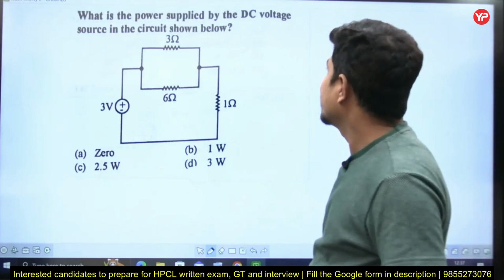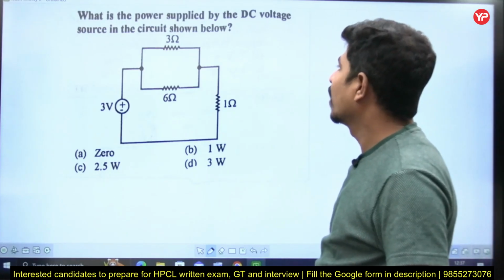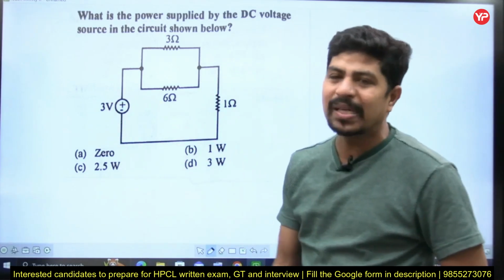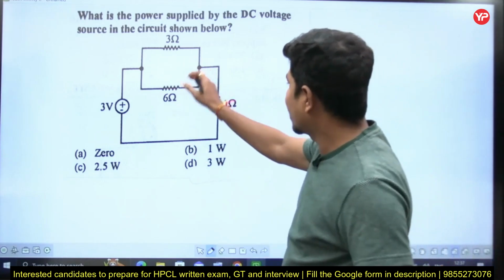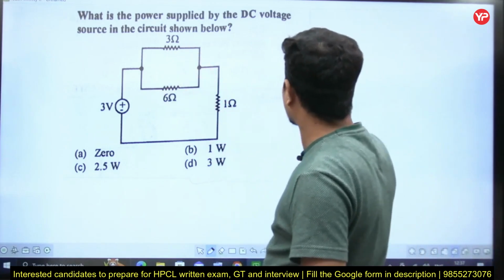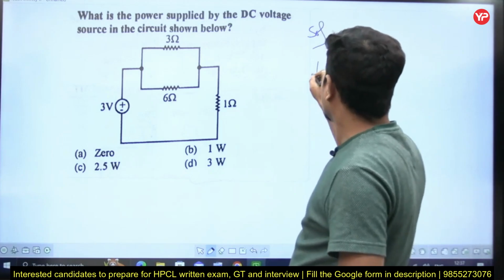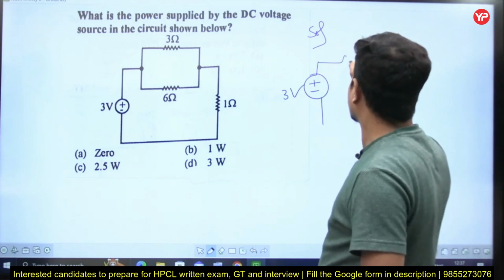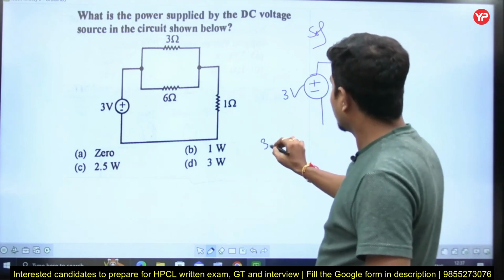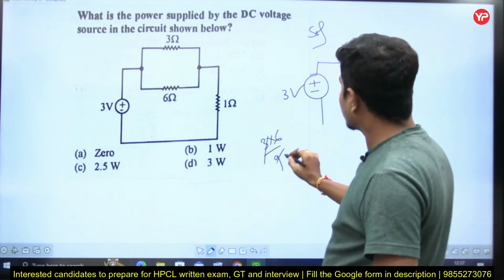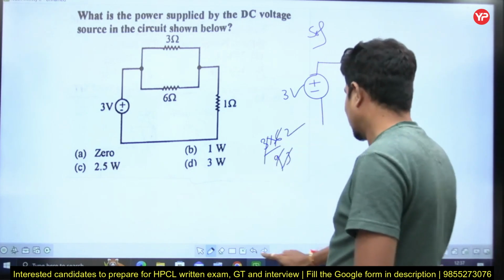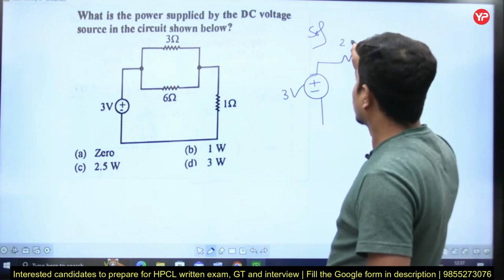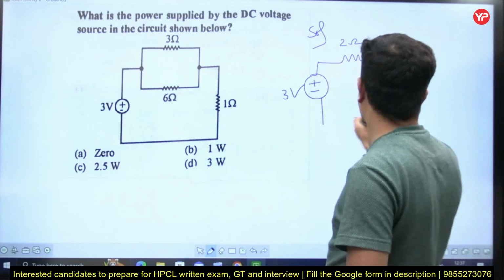What is the power supplied by the DC voltage source in the circuit shown below? He is asking what is the power supplied by this one. So simply V square by R. But R has many parts, so let's make it into one part. So this is a DC voltage source of 3 volts. 6 in parallel with 3 will be 2. Yes, 3 into 6 by 9, 3 threes, 3 twos. Yes, it is 2 ohms, and this is 1 ohm.